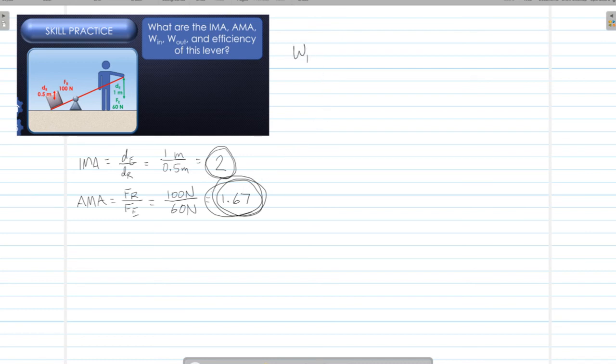Next, let's figure out the work input. The work input is equal to the effort force multiplied by the effort distance. The effort force is 60 newtons, because that's the amount of force that this person is using to push on the lever. The effort distance is 1 meter, because that's the distance that he pushes the lever. 60 times 1 is 60, and a newton times a meter is a joule, which is the unit for work.